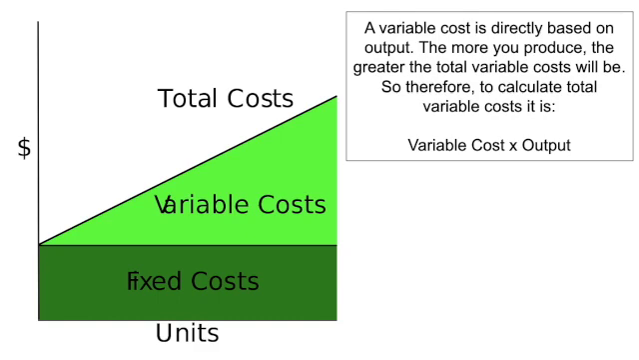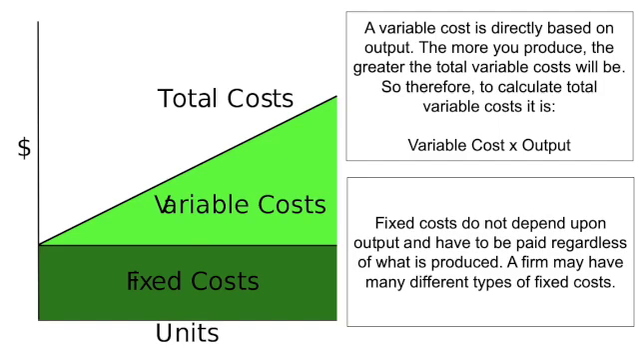Whilst your fixed costs, they're not dependent on output, and they have to be paid regardless of what is being produced. So a firm may have many different types of fixed costs, one example being rent. If you're paying rent and you've got that contractual agreement with your landlord, it doesn't matter if you produce 0 products one month and you have no sales, you will still have to pay that rent regardless.